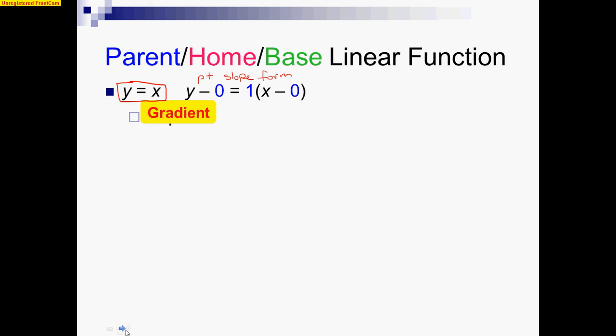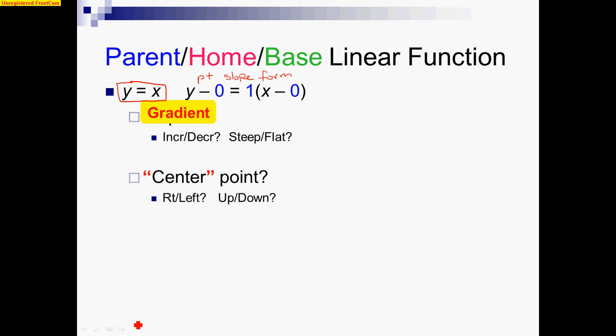oh, I forgot about this. I need you to know that IB, not AP, but IB will often use the word gradient for slope. So I want you to get used to, please make sure to write that down, gradient. When IB says, what is the gradient of this linear function, you cannot come up to me and go, Ms. Getz, I forgot what gradient means. You need to know that gradient and slope mean the same thing.